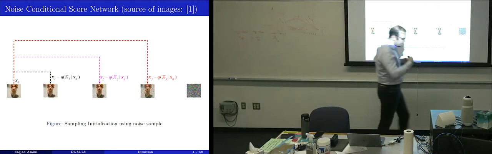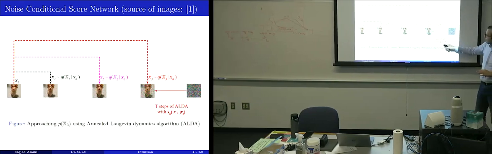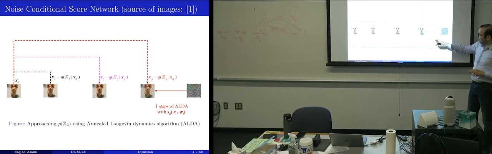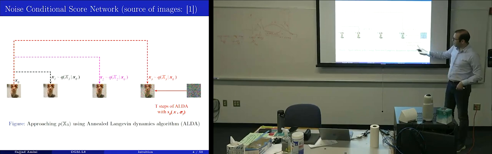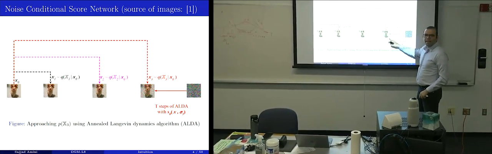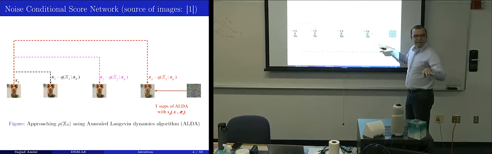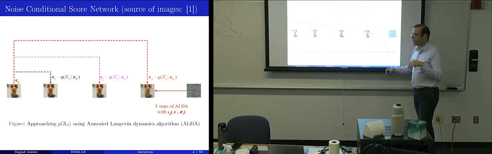Then, during the generation, what happened? You start with a sample from pure noise, this one, and use T steps of ALD, annealed Langevin dynamics algorithm, with the score function for the noisiest version, to generate some samples from this distribution. This is one inner loop of annealed Langevin. We have 2 loops, one inner loop, one outer loop. The outer loop iterates over the noise variances. The inner loop is just the Langevin algorithm.